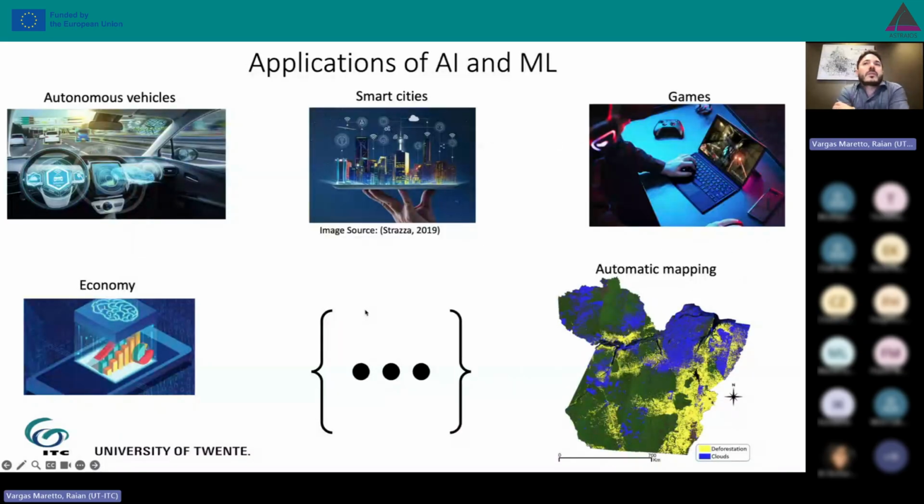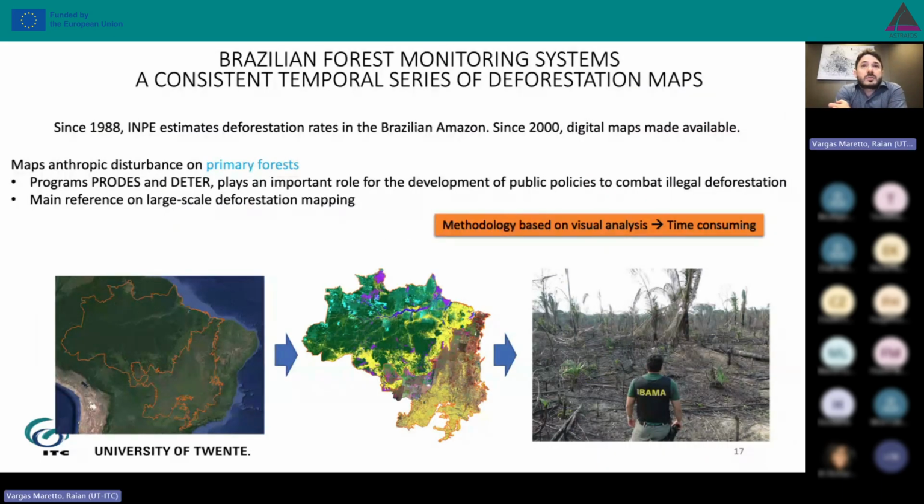Okay, some applications of AI. It has been very much applied to autonomous vehicles, smart cities, games, economy, and also for automatic mapping and processing geospatial data. The first application we'll talk about is on monitoring forests.